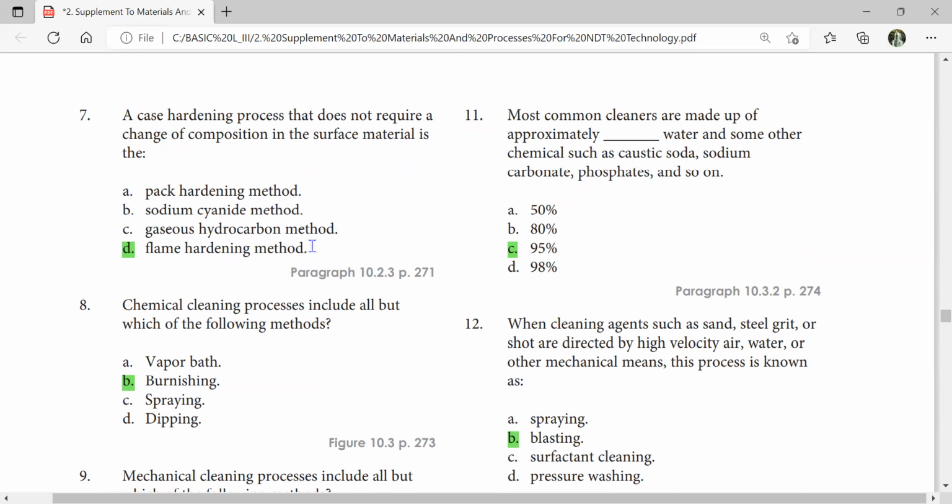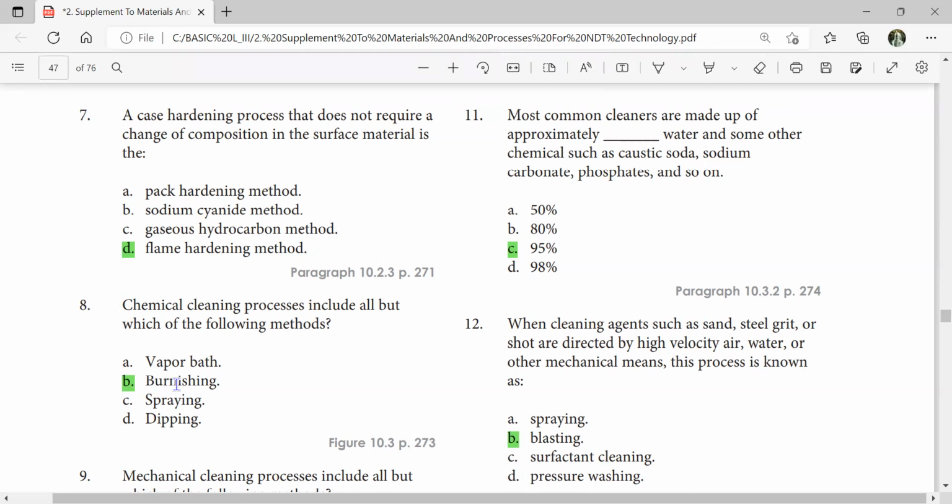Most common cleaners are made up of approximately 95% water and some other chemicals such as caustic soda, sodium carbonate, phosphates, and so on. Chemical cleaning processes include all but which of the following methods? Vapor bath, yes. Spraying, yes. Dipping, yes. Varnishing, no. Chemical cleaning, no. Varnishing is painting something.